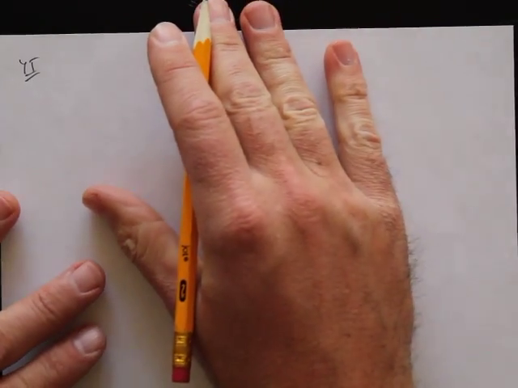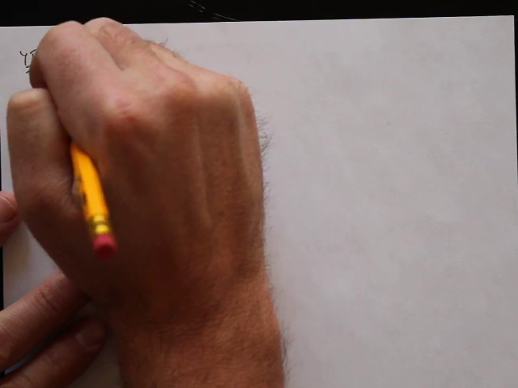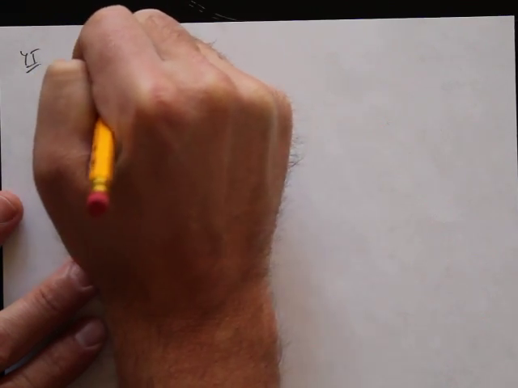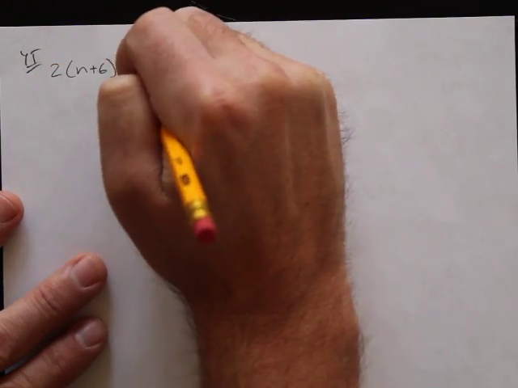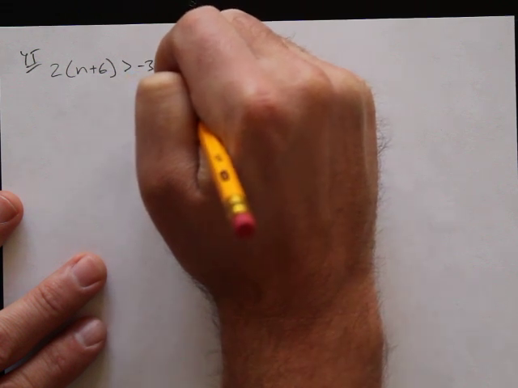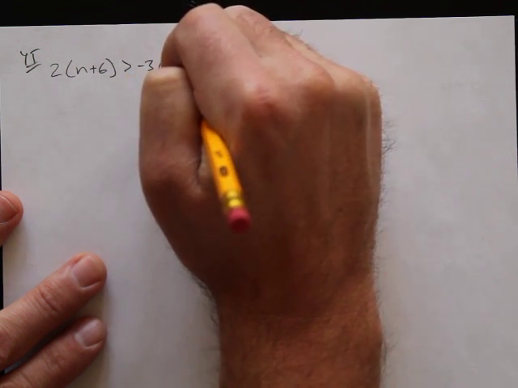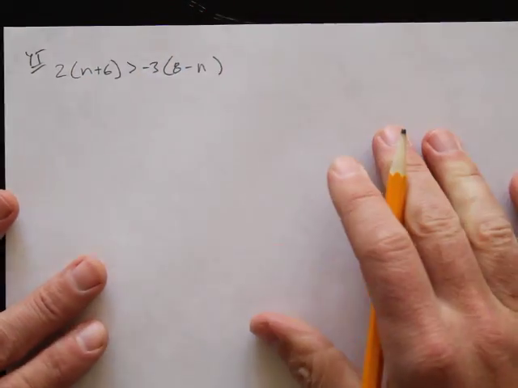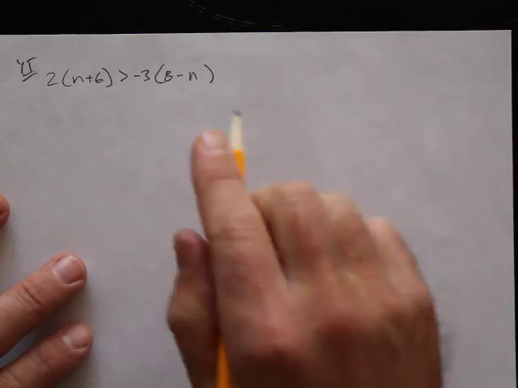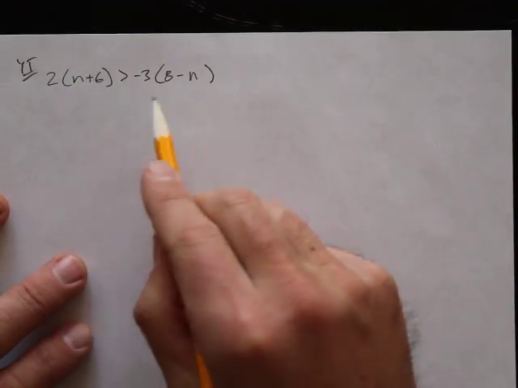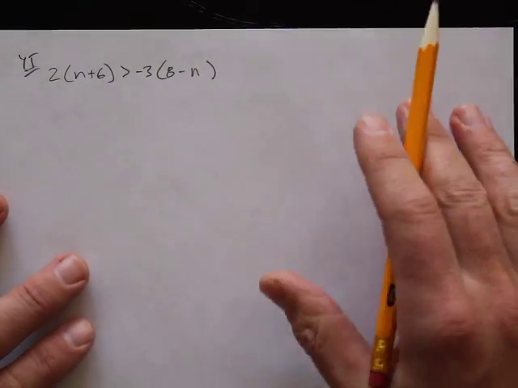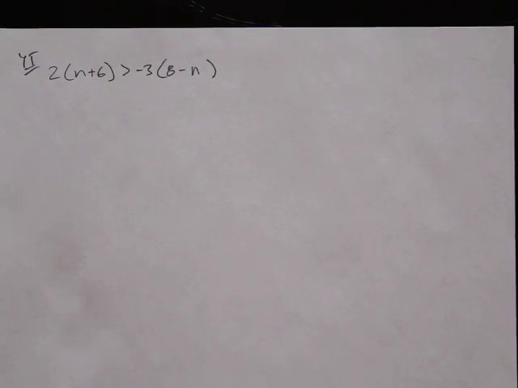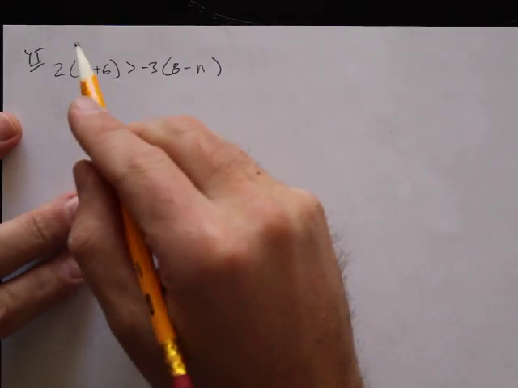You try this one. 2 times n plus 6 is greater than negative 3 times 8 minus n. All right, so go ahead and you try this one. Solve it and graph it, and let's see how you do. Go. All right, let's check your work.